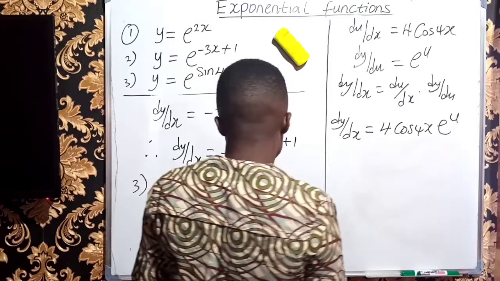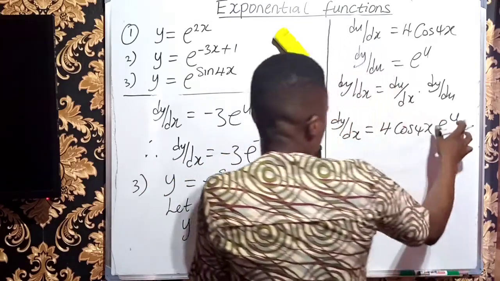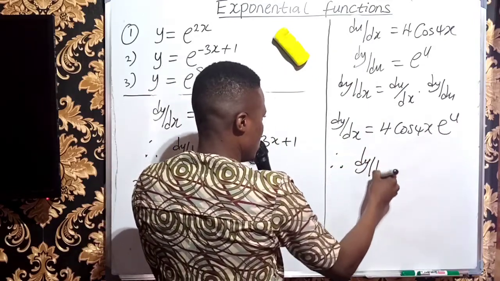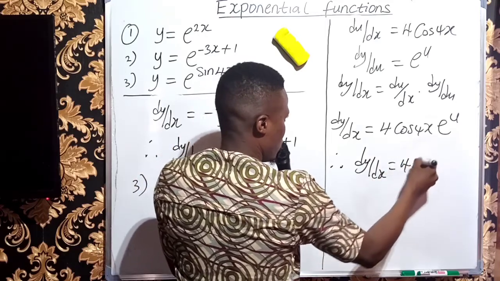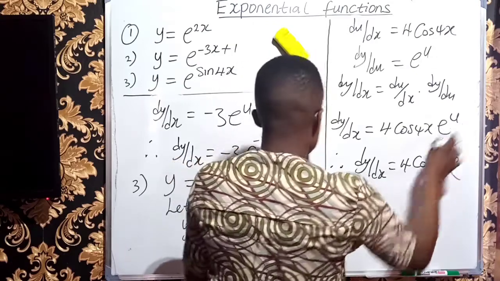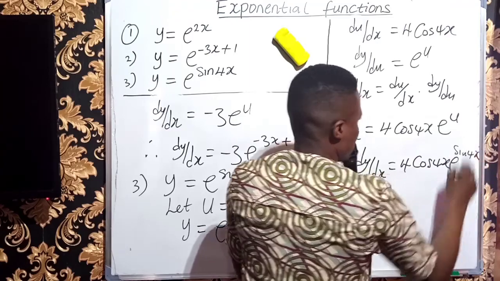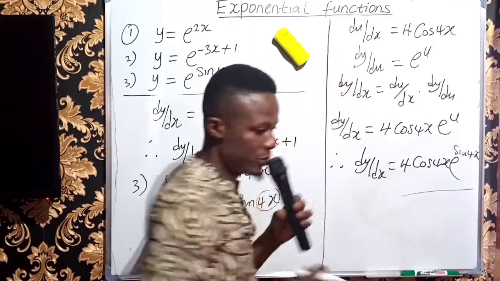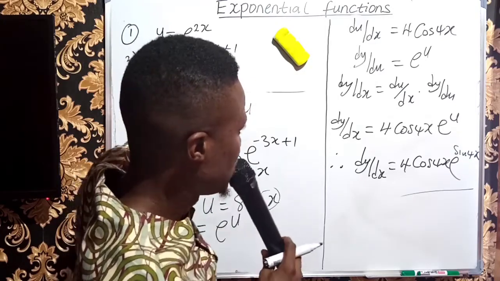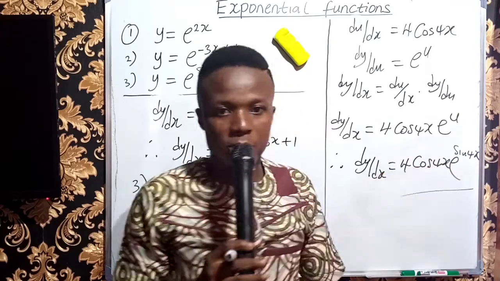But initially we said that u is equivalent to sine 4x. So seeing u here, I will put sine 4x. Therefore, dy over dx equals 4 cos 4x e, and seeing u, I will now put sine 4x. This is just the derivative of the given function y equals e to the sine 4x. So it gave us 4 cos 4x e to the power of sine 4x.